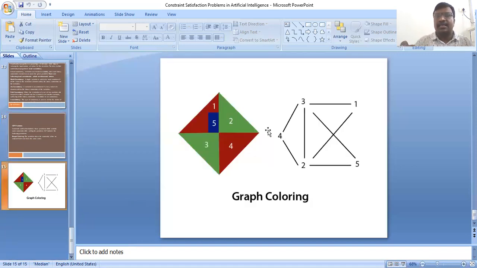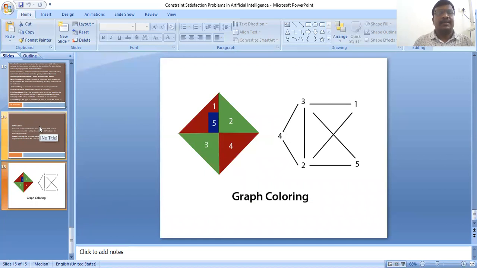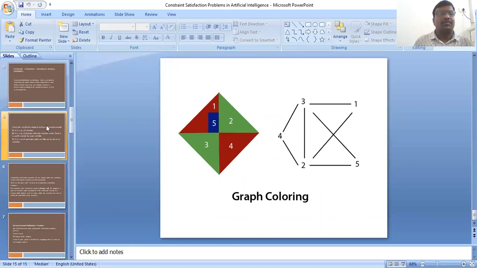Now here in this diagram, the graph coloring algorithm. So in this problem, 1, 2, 3, 4, 5 are the regions. The constraint is that no adjacent side can have the same color. That is the graph coloring problem.